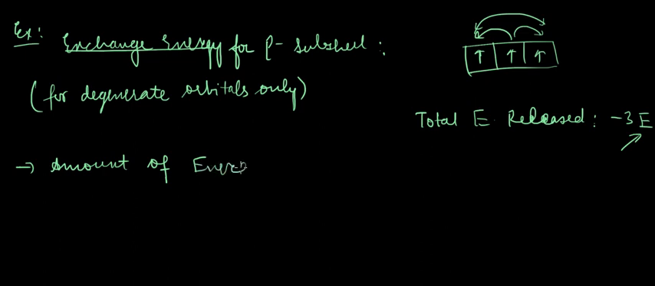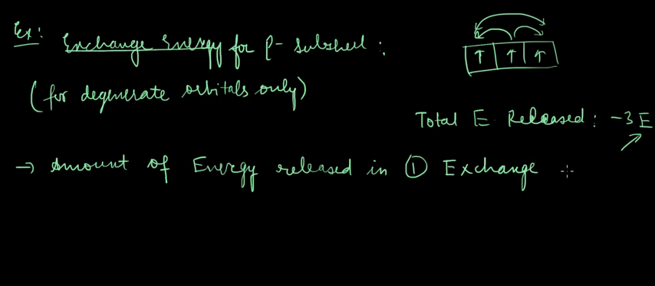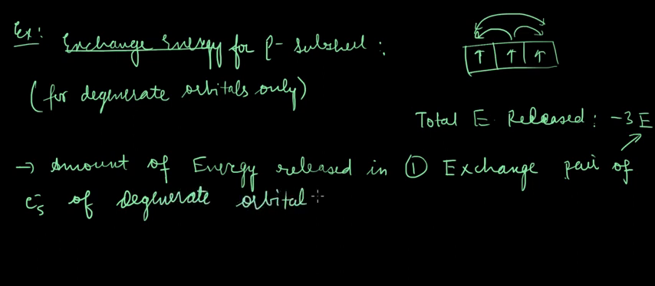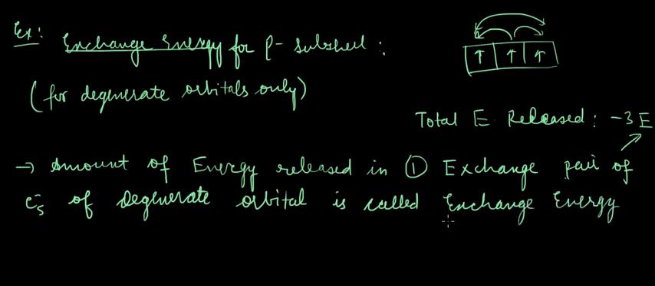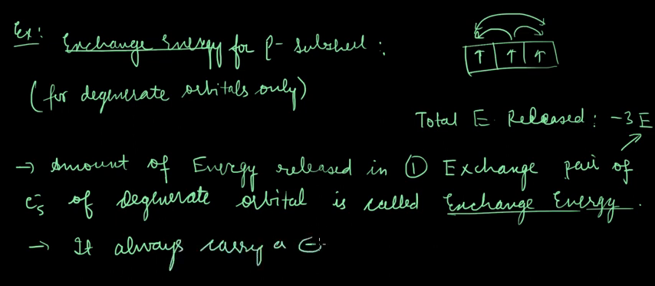So the amount of energy released in one exchange pair of electrons of degenerate orbitals is called exchange energy. It always carries a negative sign.